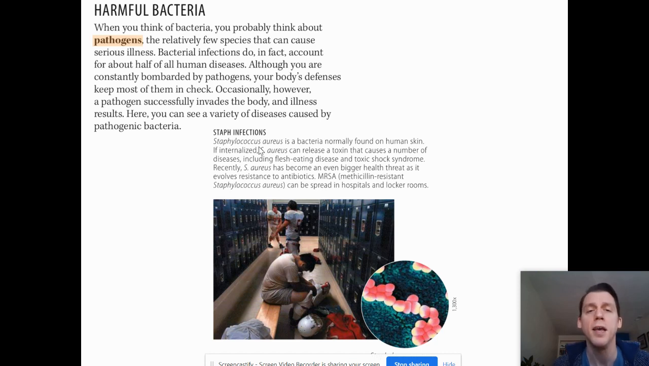Staph infections have become resistant to many of our antibiotics over the past few years, which makes them even more dangerous because we don't have a lot of medicines left that can kill those bacterial infections.